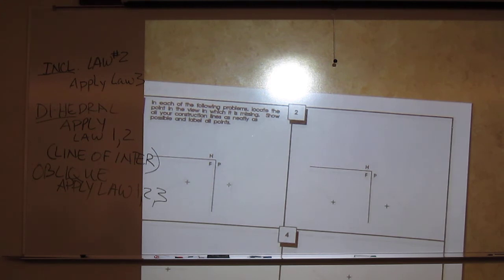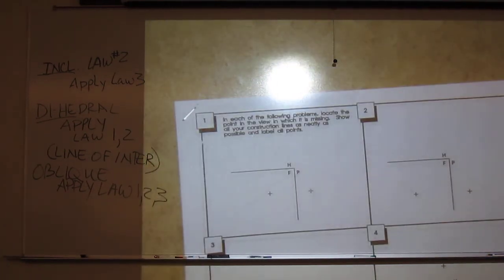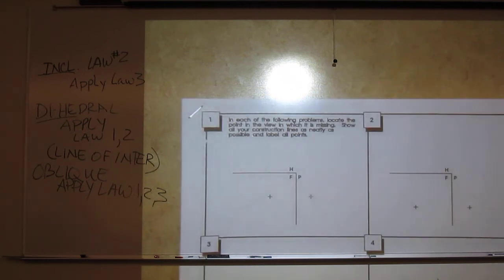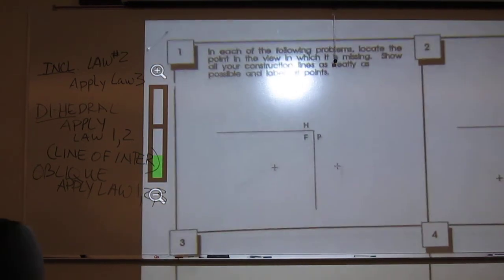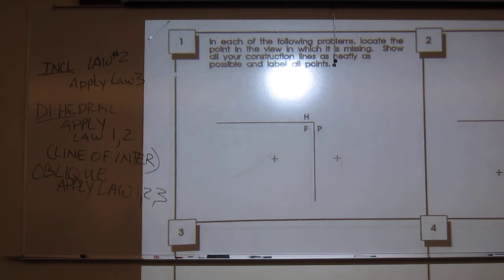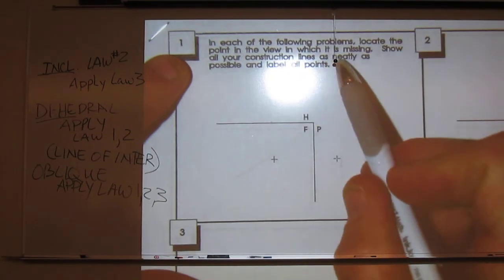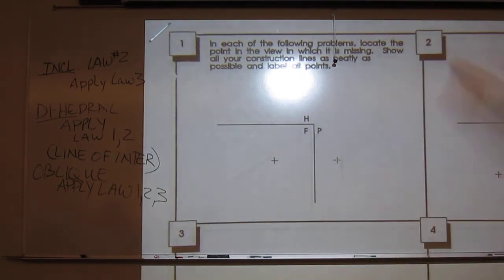The best way to do these, I would get a set of dividers and some type of triangle or straight edge. So let's go through what we're doing on these worksheets. The first one, we're in essence going to project points. This is all about making sure you can use the fold line method to project points. All you're doing is locating the point. In each of the following problems, locate the points in the view in which it is missing. Label all points. Folks, I think you should do this. Like I said, I'm not going to grade this one. We'll go over it as a class.